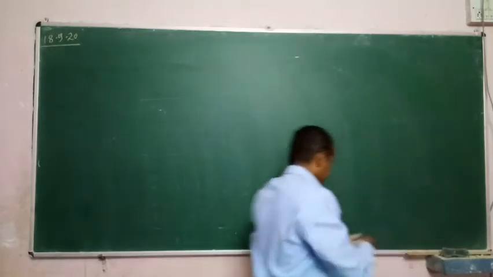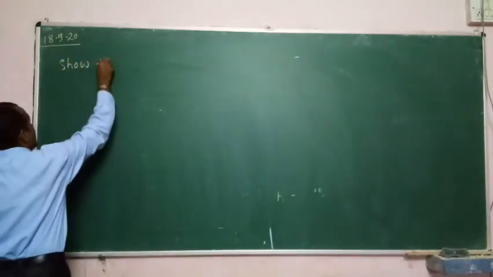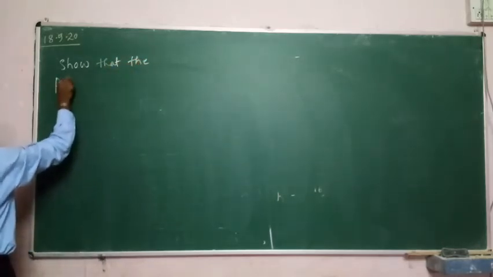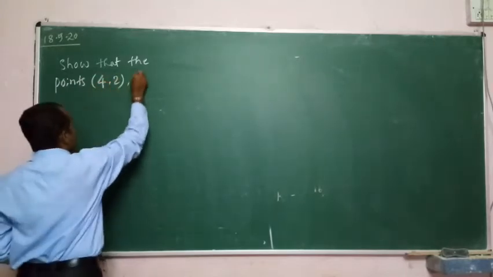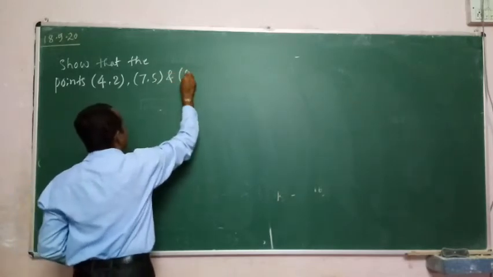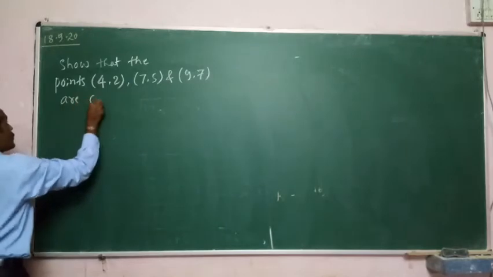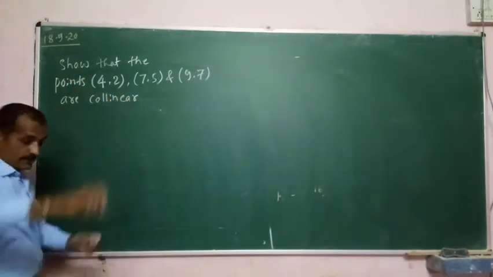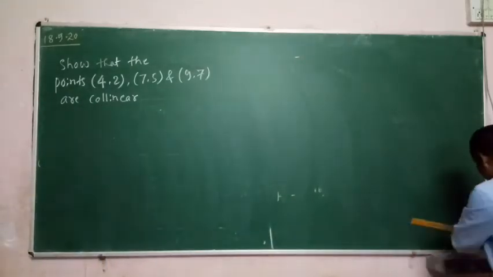Come on. Show that the points (4, 2), (7, 5) and (9, 7) are collinear.